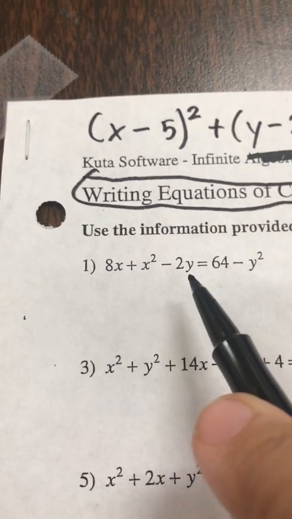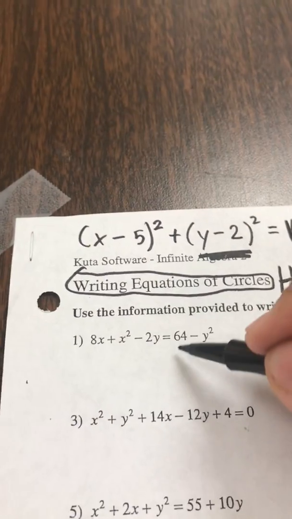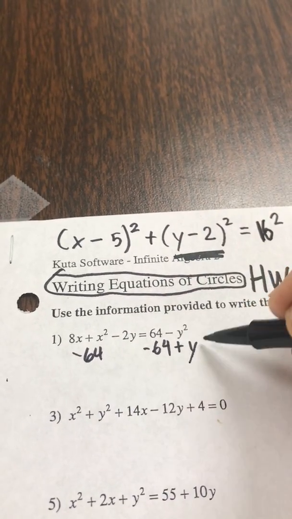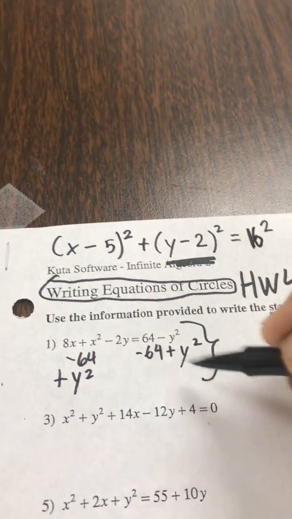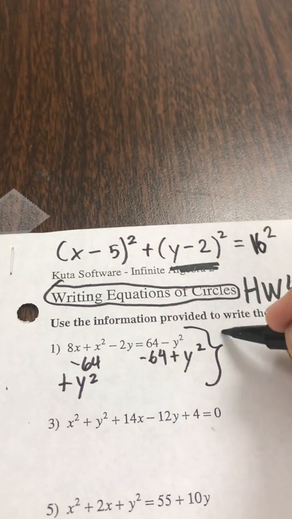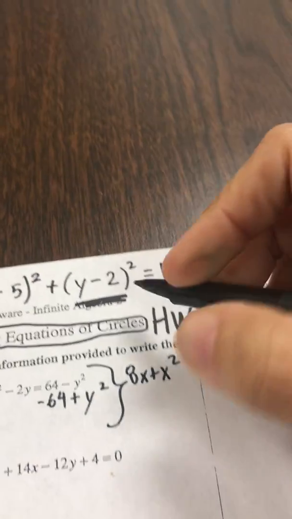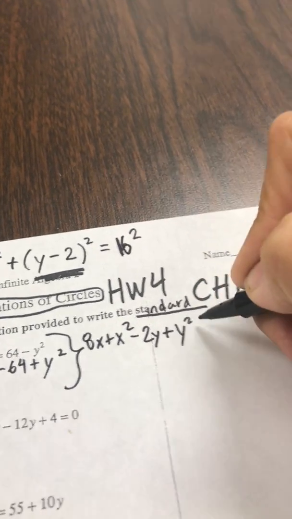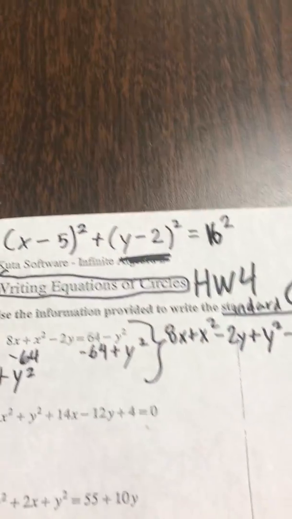Okay, so it looks like a lot of the stuff is here on the right, and we notice here I need everything to the left. So I'm going to subtract 64, and I'm going to add y squared. And so I'm going to redraw this equation with everything here on the left. I have an x squared plus an 8x, plus an x squared, minus a 2y plus a y squared minus a 64 is equal to 0. Okay, so everything is over there.